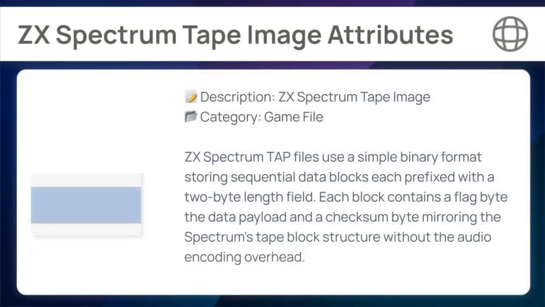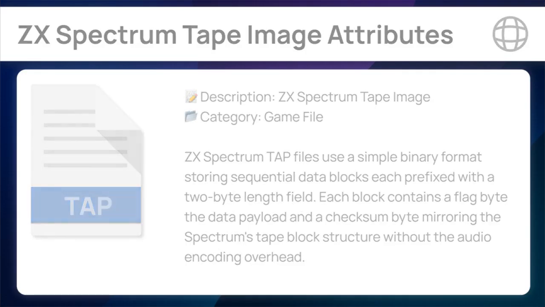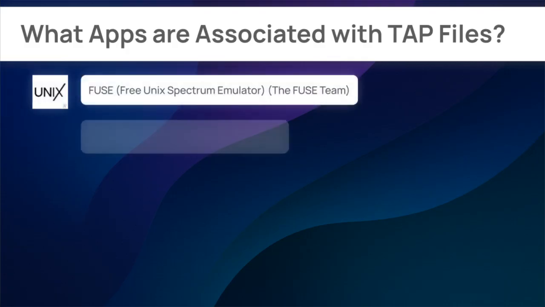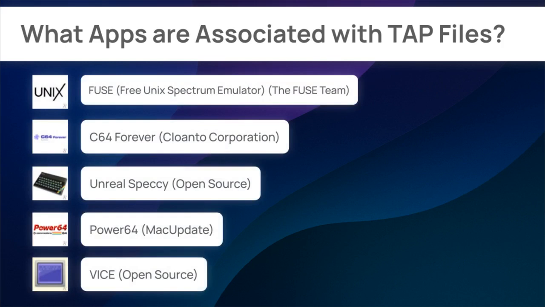ZX Spectrum TAP files use a simple binary format, storing sequential data blocks, each prefixed with a 2-byte length field. Each block contains a flag byte, the data payload, and a checksum byte, mirroring the Spectrum's tape block structure without the audio encoding overhead. The proper file association links TAP directly to the Fuse free Unix Spectrum emulator solution by the Fuse team.